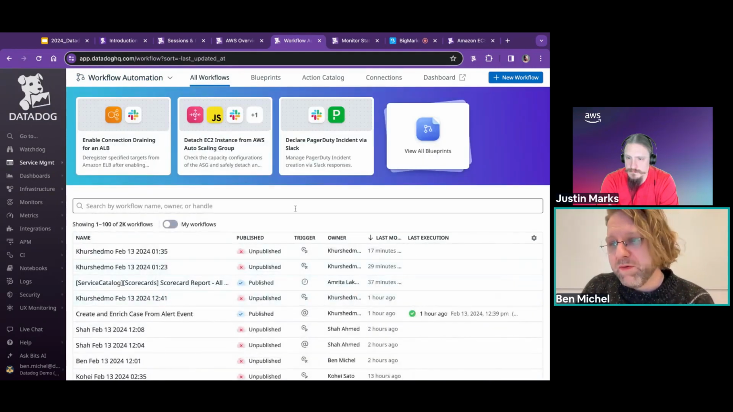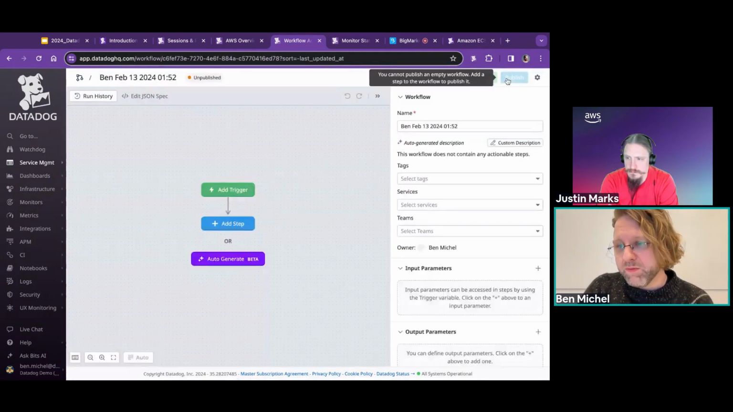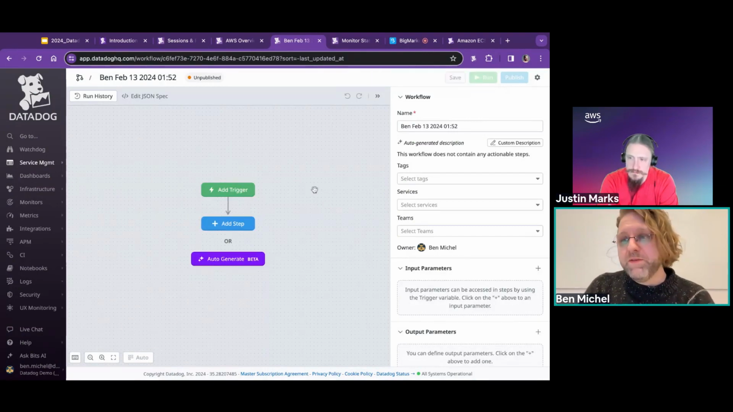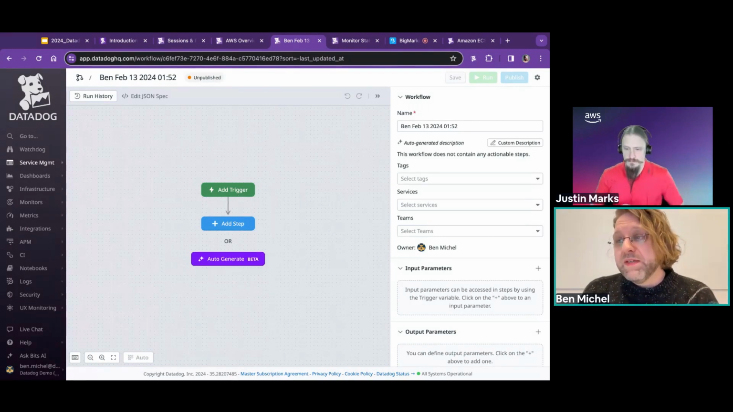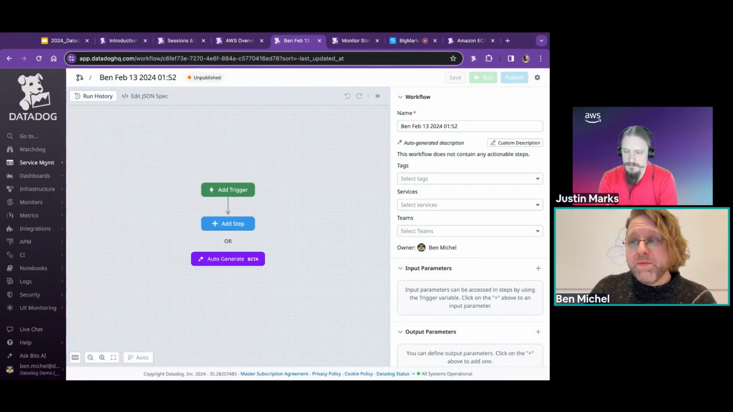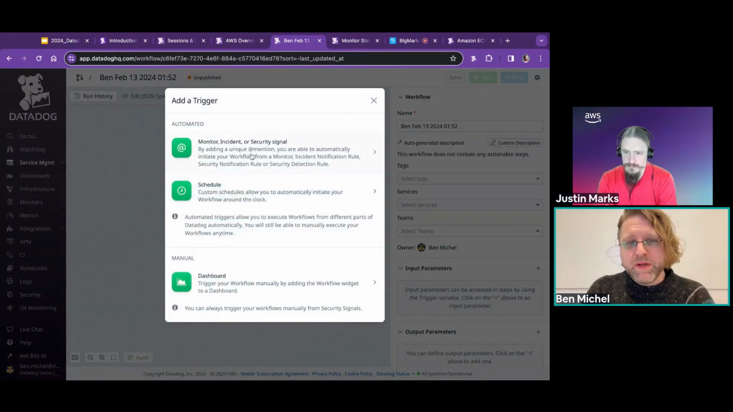So this would be your landing for workflow automation. I'm going to go ahead and create a new workflow. First things first, every workflow starts with a trigger, and it relies on that. That can be manual or automated, and today we're going to create one and use a monitor. We're going to use that alert monitor that I've already set up and correlate it with this so that it triggers this particular workflow.